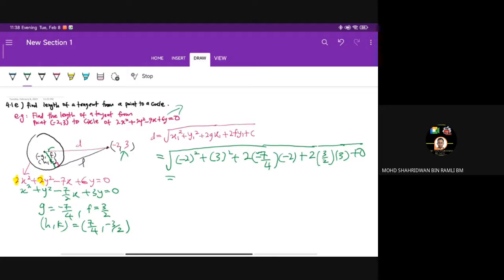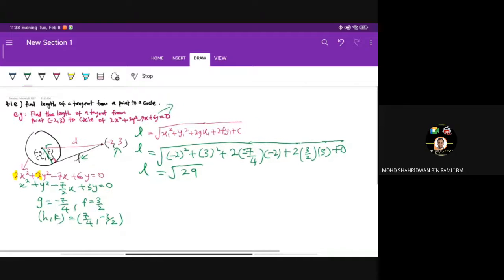When you calculate this, actually it's not D, it's L. Oh my bad. We want to find this line L. So L here will be equal to square root of 29. In decimal places, you calculate using your calculator.